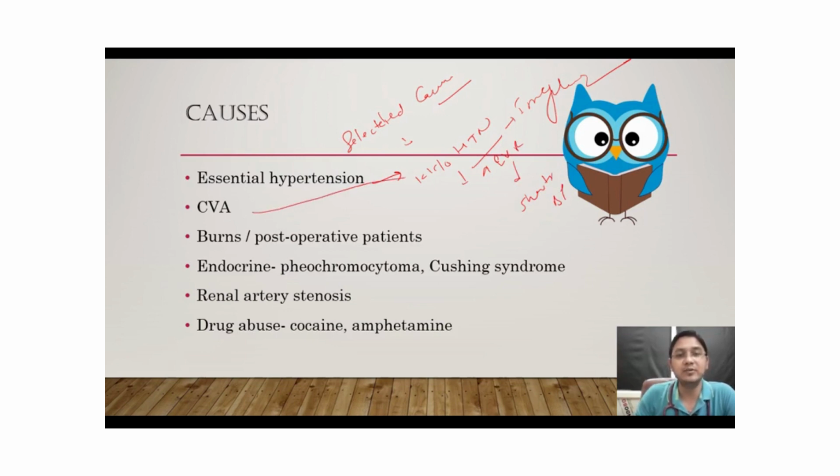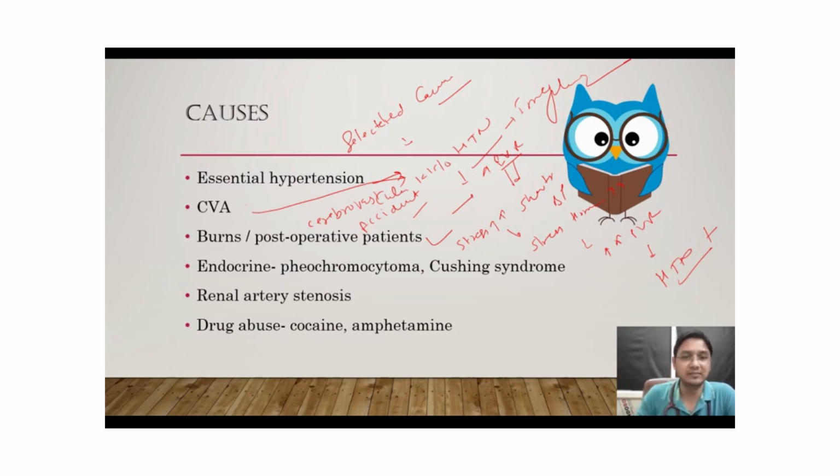Second, a very important topic is CVA, that is cerebrovascular accident. It means the patient has some risk factor for the CVA. The patient might be a smoker, might be a drug addict. He got a CVA which raised his peripheral vascular resistance. This shoots the BP. Third, you may see in the ICU, burn and post-operative patients, when stress is very high, so the stress hormones are very high in the body, which leads to increased peripheral vascular resistance and which can shoot his BP.